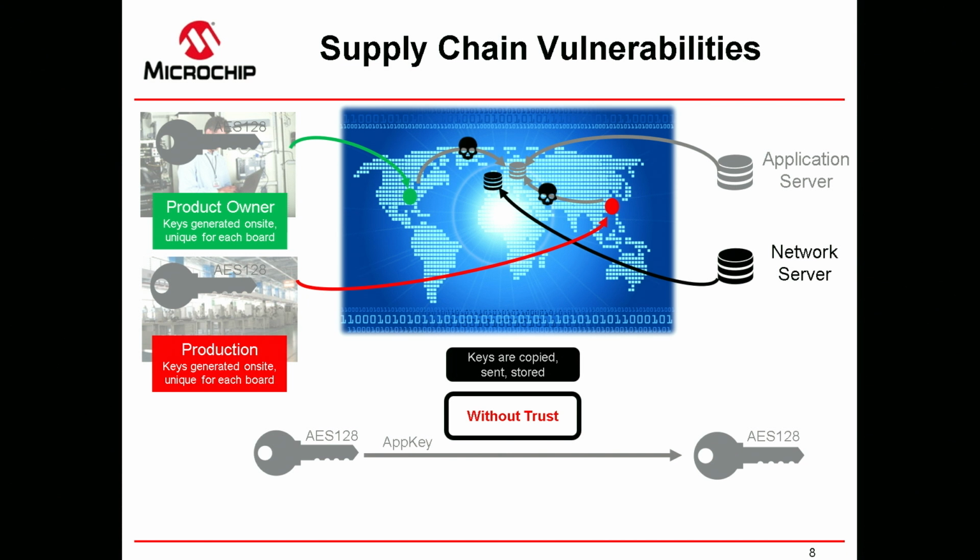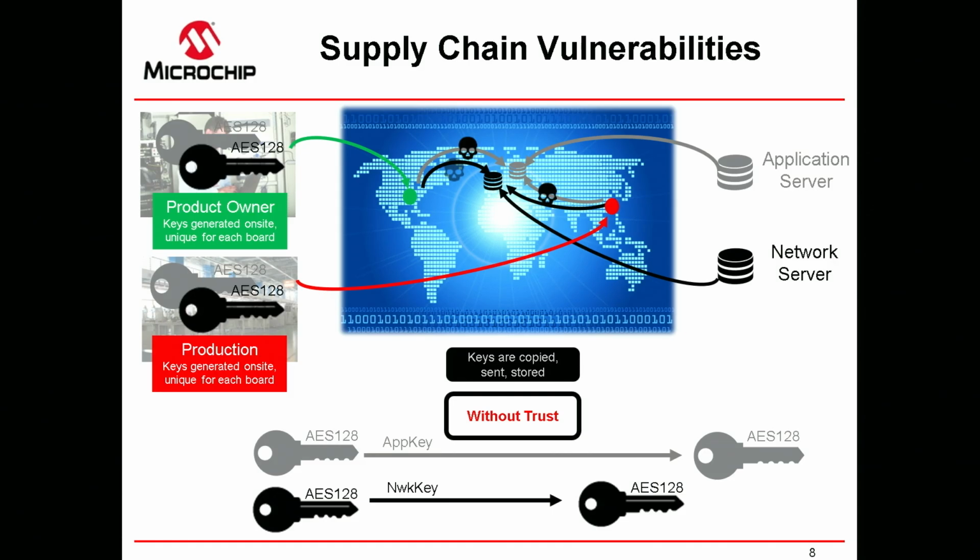The complexity adds up because now with LoRa 1.1, we introduce the concept of network key. It's a second root key, and we double up the problem. So now same problem with the network server in terms of logistics, right? Because those keys need to be the same at the network server as well as the site of the product owner and the site of production.